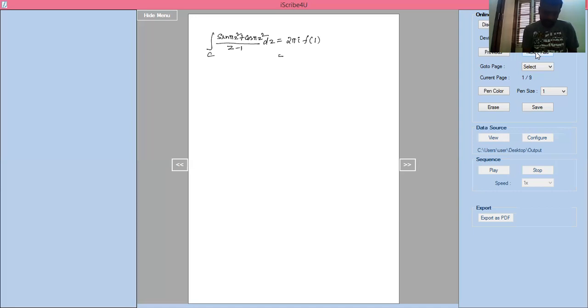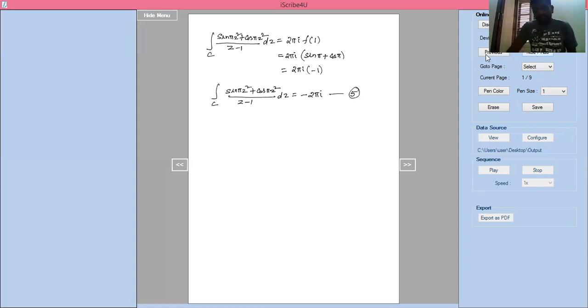Now we'll get 2 pi i into f of 1, which is sine of pi z square, z square is 1 square, which is 1. Sine pi plus cos pi. Now the cos pi value is minus 1. So 2 pi i into cos pi, which is minus 1. Now integration over c of sine pi z square plus cos pi z square divided by z minus 1 into dz equals minus 2 pi i. This is equation number 5.